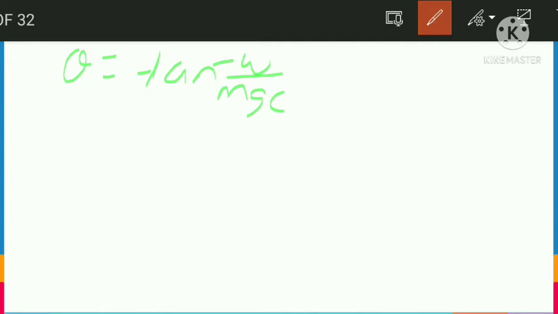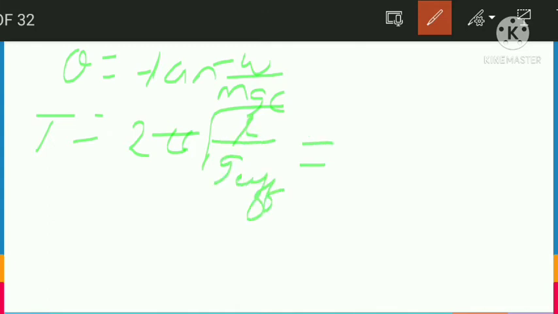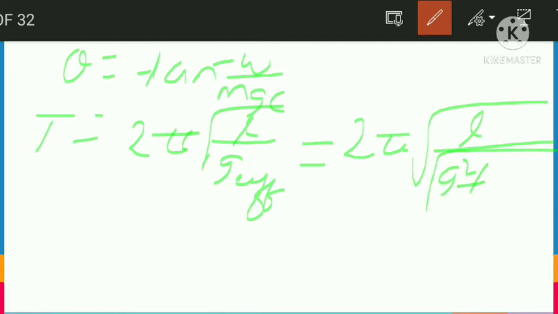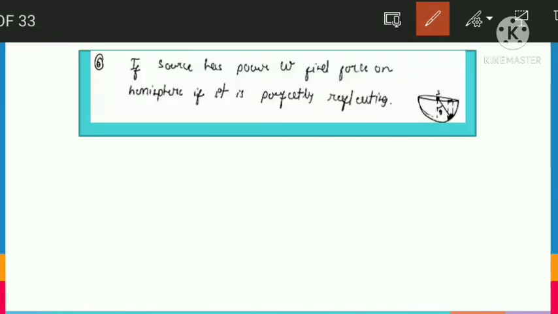Now, time period of oscillation. I think you know one thing: the time period equals 2 pi under root L upon g effective. I think you know this formula. So simply putting the value, 2 pi under root L, the length of thread, upon g effective. In this case, g effective is the square root of g square plus (W upon m c) whole square. This is our g effective. So I think this is clear to you.